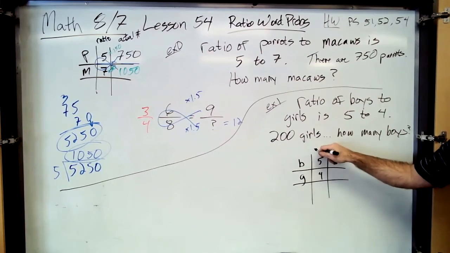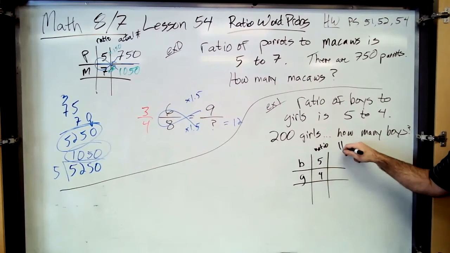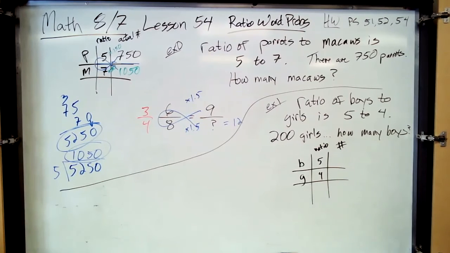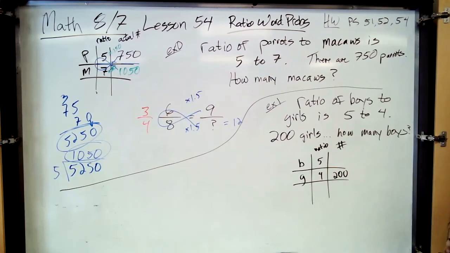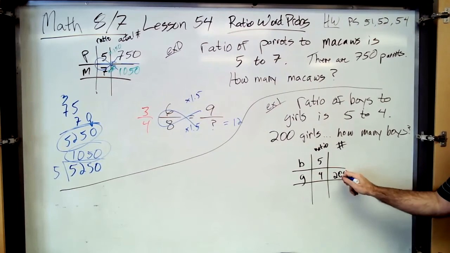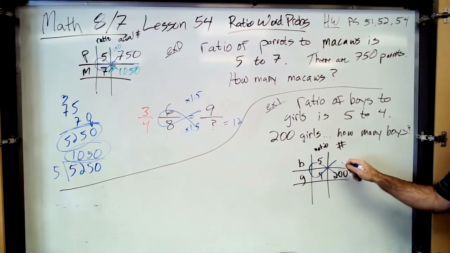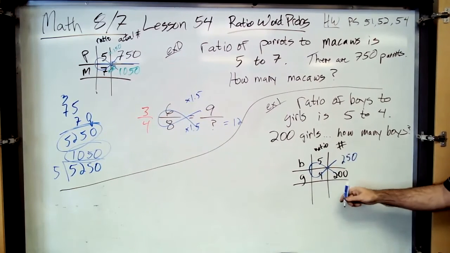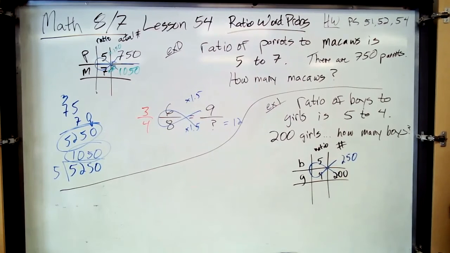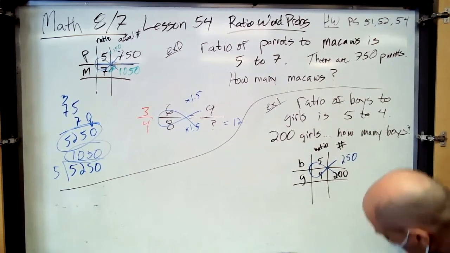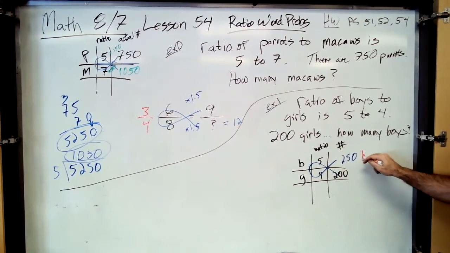So this is my ratio column, remember? And this is my actual number column. So where's the 200 go? By the G, so it goes here. So now this time I'm missing that top one. So 200 times 5 divided by 4 is 250. Or you can realize, hey, 4 times 50 is 200. So 5 times 50 is 250. Okay, does that make sense? So 250 what? Boys.